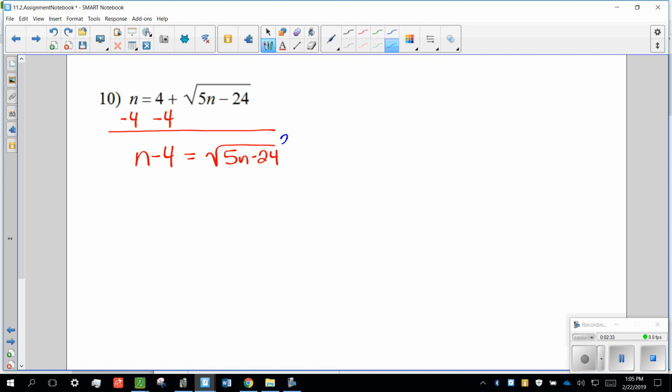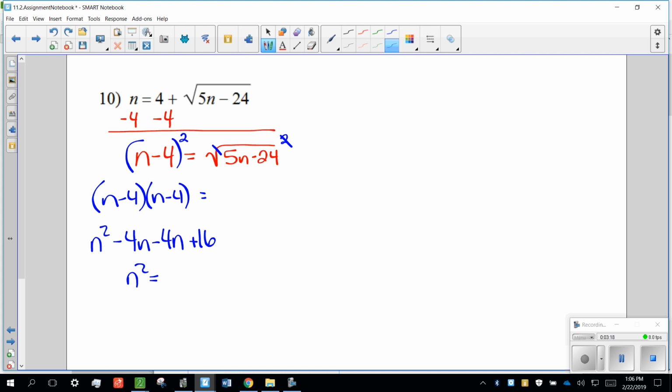Now we're going to square this to get rid of the square root. But that means we have to square this entire side as one unit, not as individual pieces, n and negative 4. Let me back up just a second. So n minus 4 squared is the same as n minus 4 times n minus 4. So when you're multiplying that out, you have to do n times n, n squared, minus 4 times n, minus 4 times n again, and then negative 4 times negative 4 is 16.